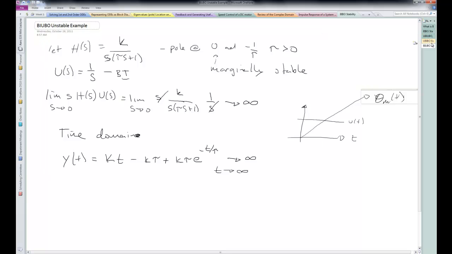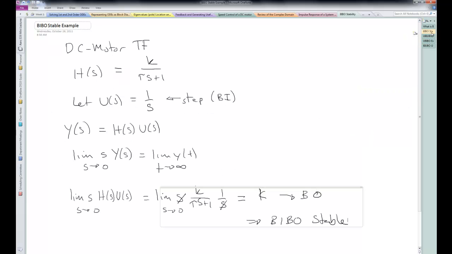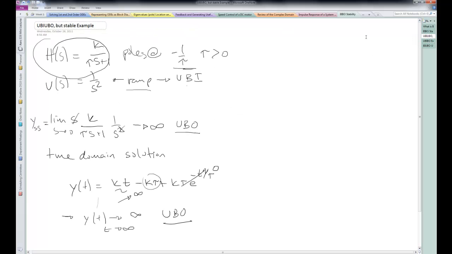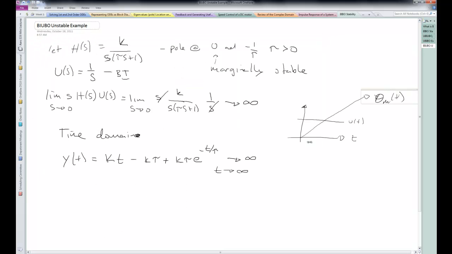From all of this, the takeaway is that the only time you can really make a judgment about the stability of the system is when you have a bounded input, bounded output, or an unbounded input, bounded output. The unbounded input, unbounded output doesn't really tell us about stability, and the bounded input, unbounded output is problematic because of the application of the final value theorem. We really have to look at the time domain solution, and there are cases when we could have bounded input, unbounded output, even though we have a stable system.